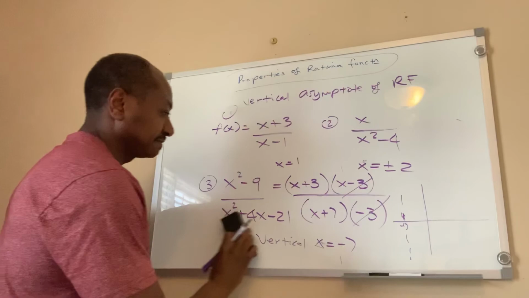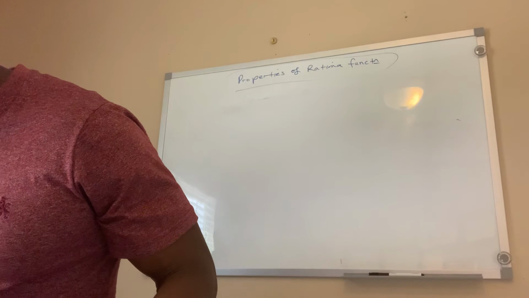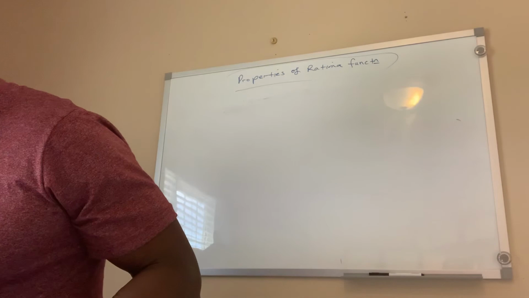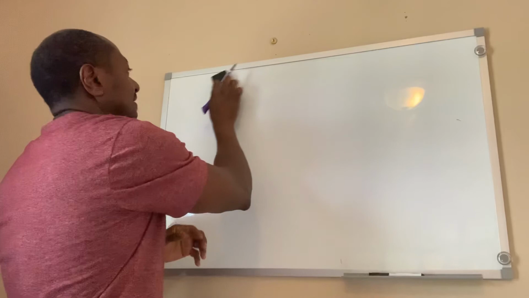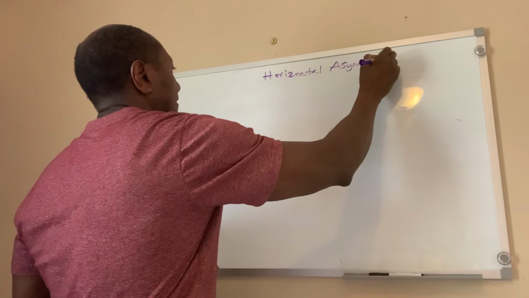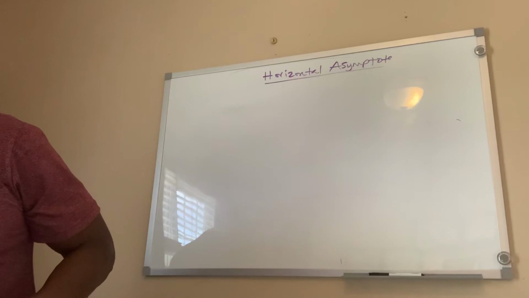And as you watch the video, you can always ask questions, right? I'm going to simplify this for you so that you can understand it and follow through it. So next, we're going to talk about horizontal asymptote. And there are some rules for finding horizontal asymptote. Okay. So let's see, how do you find horizontal asymptote?